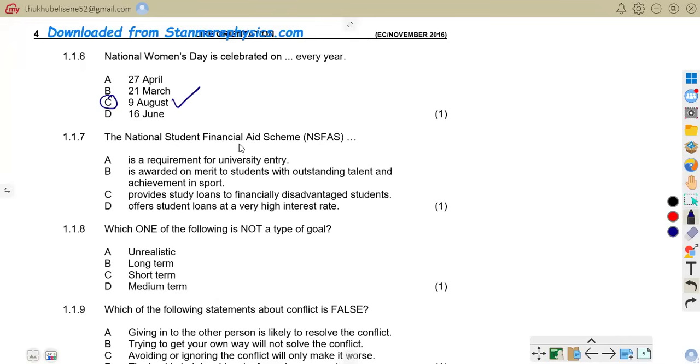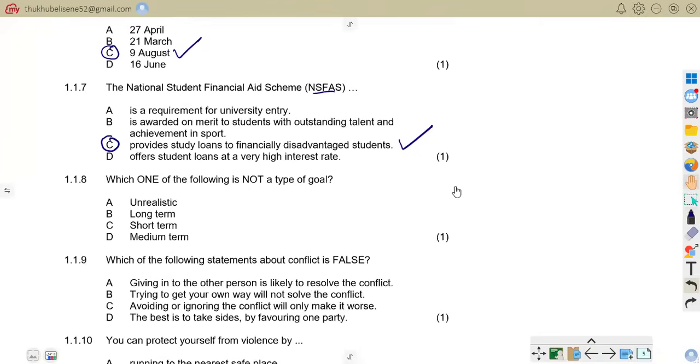The National Student Financial Aid Scheme, we're talking about NSFAS. Then we give four options: it is required for university entry, is awarded on merit to students with outstanding talent and achievement in sport, provides study loans to financially disadvantaged students, offers student loans at a very high interest rate. That is 1.17, and the correct answer there is C. Provides study loans to financially disadvantaged students. So that is the correct answer.